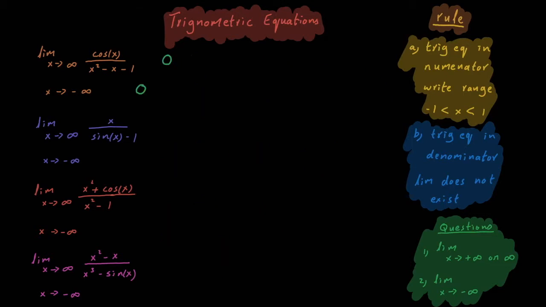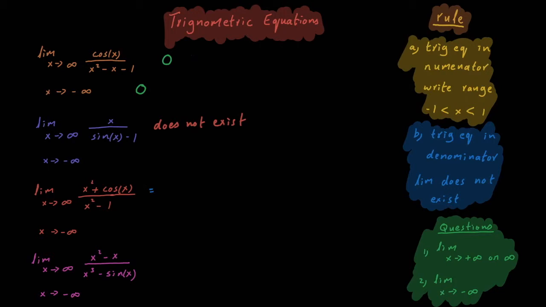Question 2. Limit as x approaches infinity of x over sine x minus x. So in the numerator the highest value is x, in the denominator the highest value is sine of x, and we'll get this. Now as the trigonometric equation is in the denominator, we simply say that the limit does not exist. So does not exist.